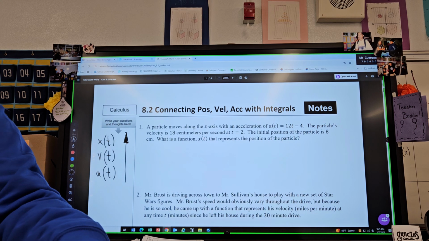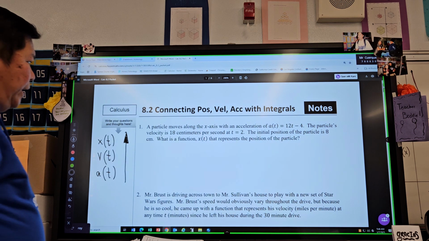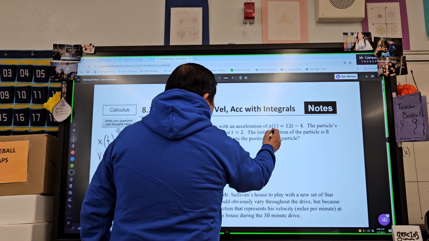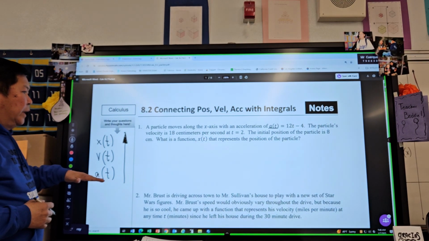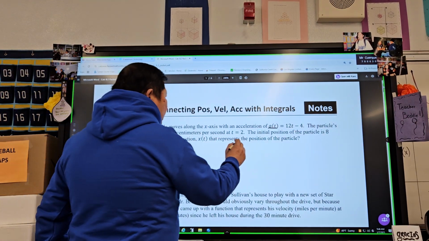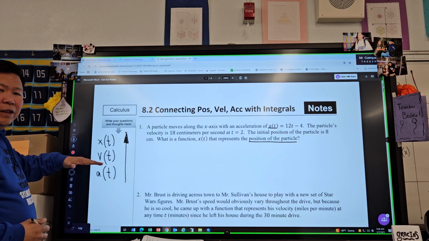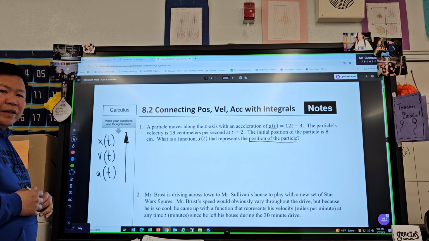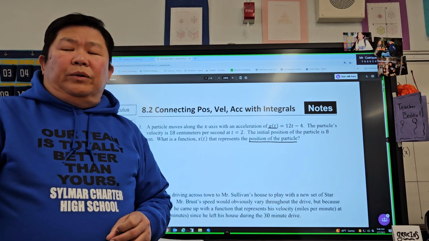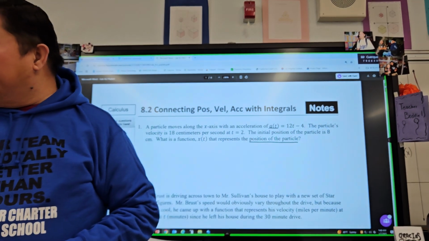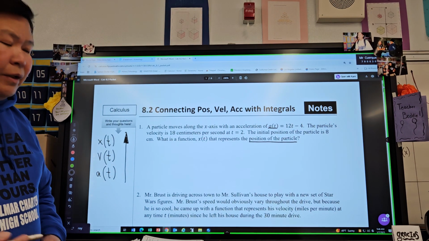Okay, so in this case, what is given is acceleration, right? A of t, acceleration. What is asked is the position of the particle. So, from a of t, we go up to v of t, and the last is the x of t, which is the position function. Can you still remember that? And we do anti-derivative, right? Okay, so we copy down first the acceleration function.